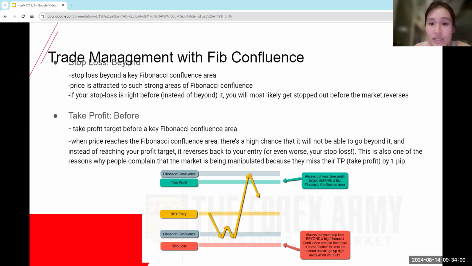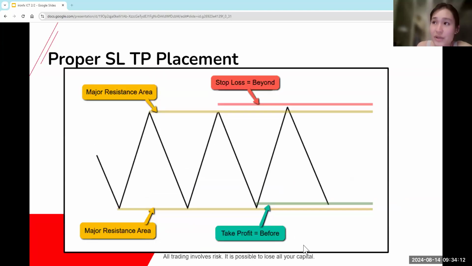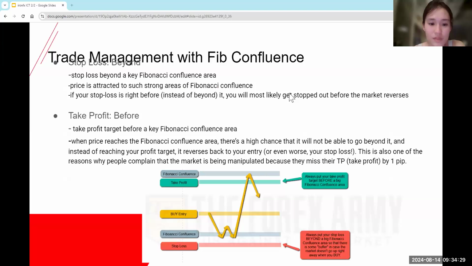Okay, so in the example that I have here, you can see if we're going in for a buy entry, for example, we'll place our take profit below the confluence area and your stop loss would be below as well. Now, if we're looking at a sell entry, for example, you would place your take profit above, and stop loss above that major resistance area.